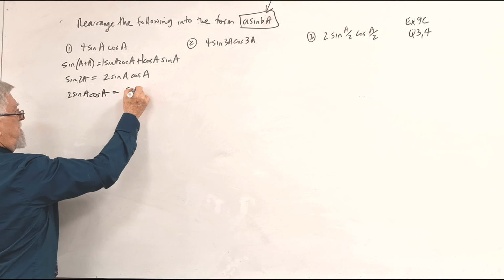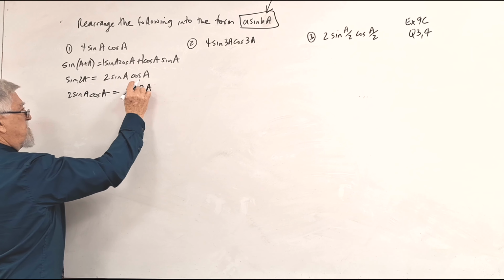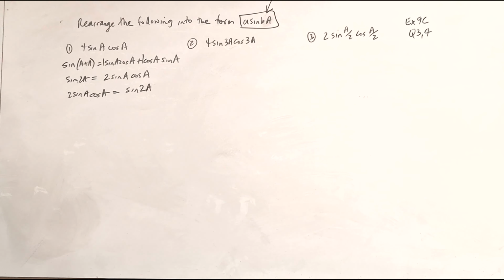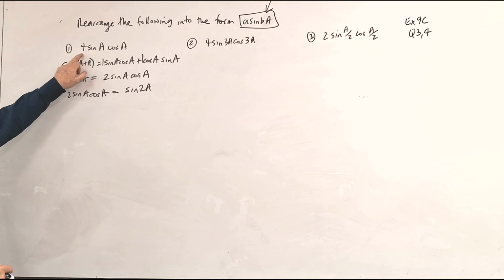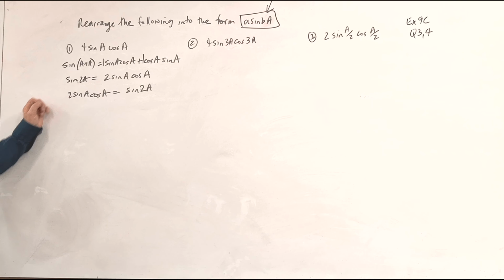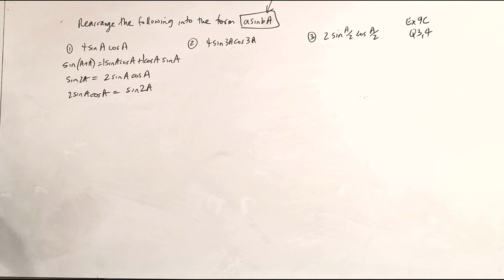Creatures of habit, sine 2A. There are some people who just don't get this, and I can show them 10 times before it sinks in. But they didn't want 2 sine A, what did they want? So, you got that. So how do I turn that into a 4?